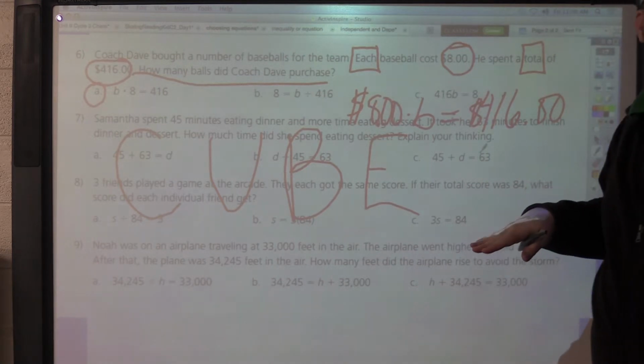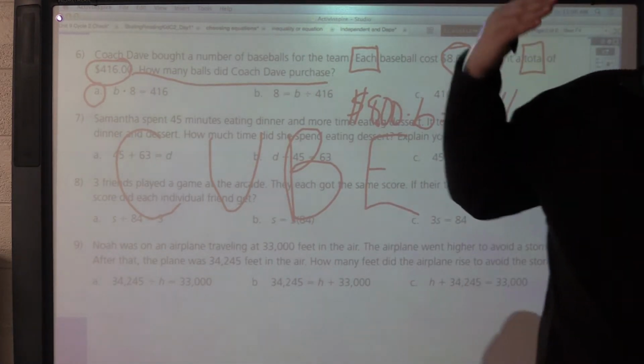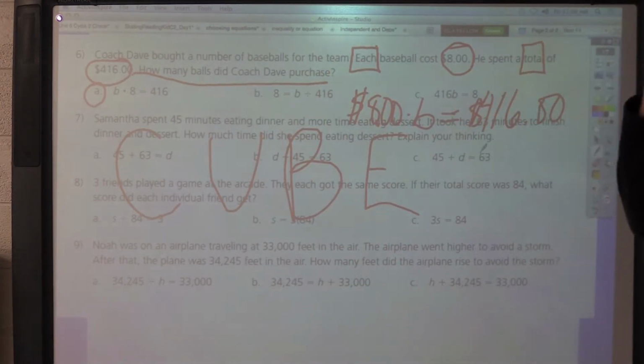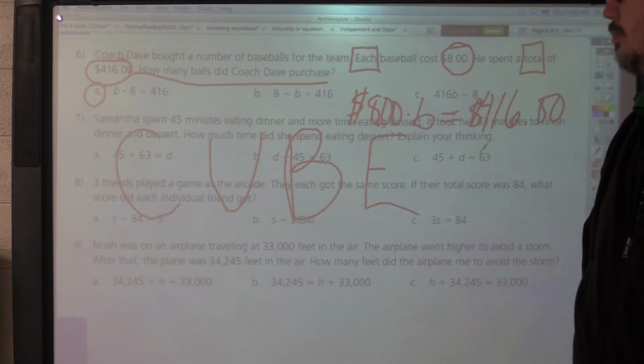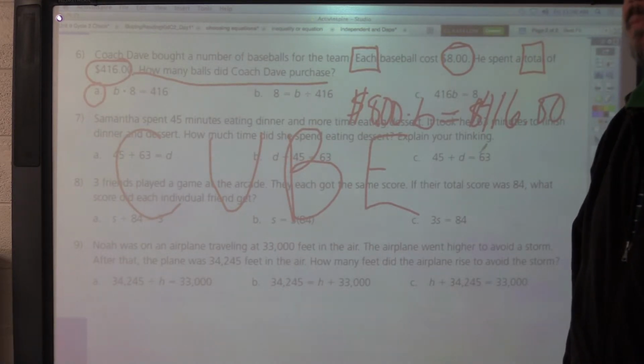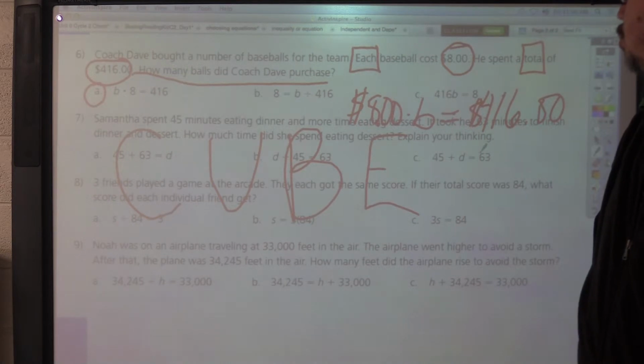I have a few other groups that raised their hands that got it right. How did you wind up getting that one correct? We'll come over here at table 1. Okay, so we used the cube method just like you, and we saw the keywords each and total, and we knew that we'd have to multiply. We knew we'd have to multiply 8 by the number of baseballs to get 416.